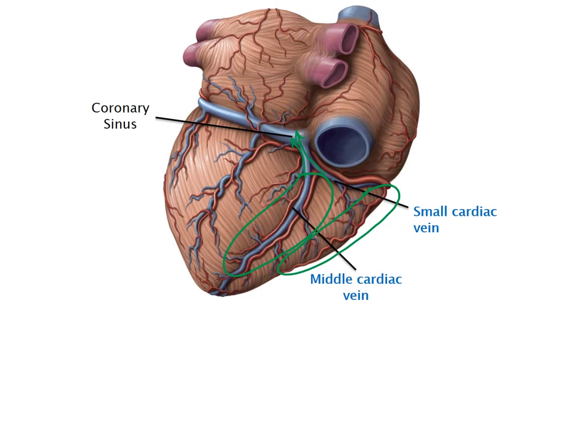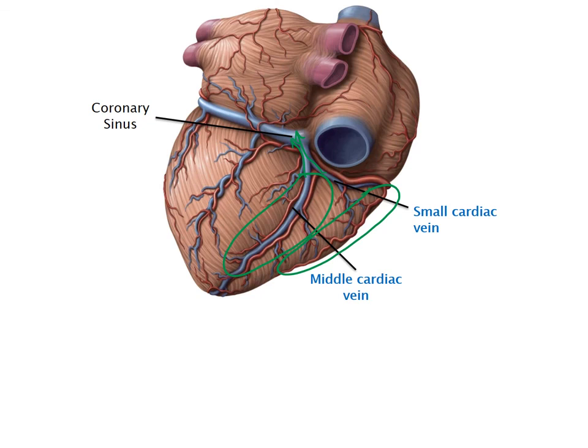Well, think about it logically. Of the three arteries we've discussed, which is the most important? The answer is the LAD. The left anterior descending artery is most important because it supplies the anterior 2/3 of the interventricular septum, and it also supplies the anterior walls of both the left and the right ventricles.